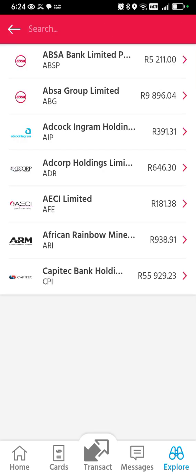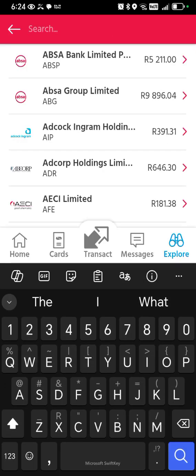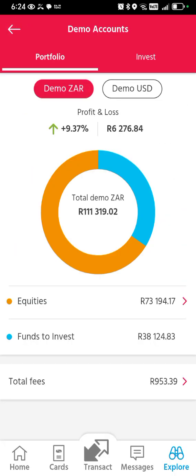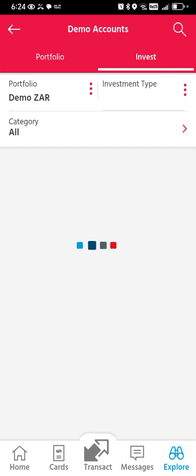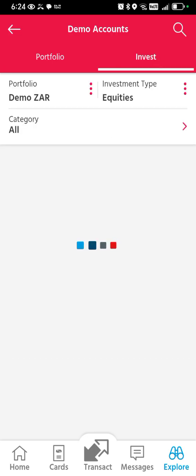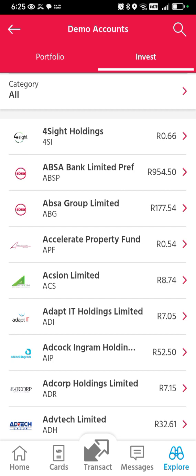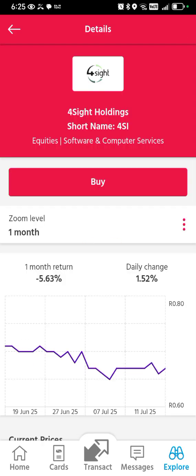Then let's check. Here you can search now. You can search maybe for other companies. Or we can go back and then we can say invest here. Then you see here it shows all categories. So you have different companies that you can invest in. These are the companies that you buy shares in. This is the price for one share. You see some company, this one is 66 cents to buy a share. You can check if its things are increasing. You see now there's a drop here. Minus 5.63.